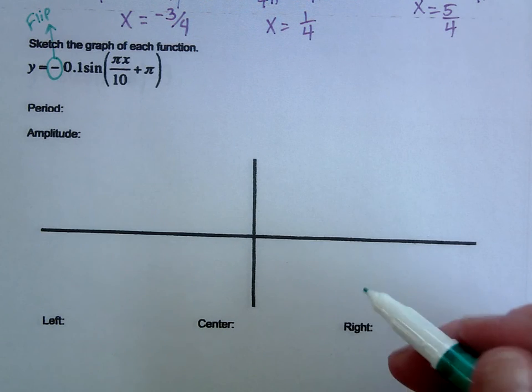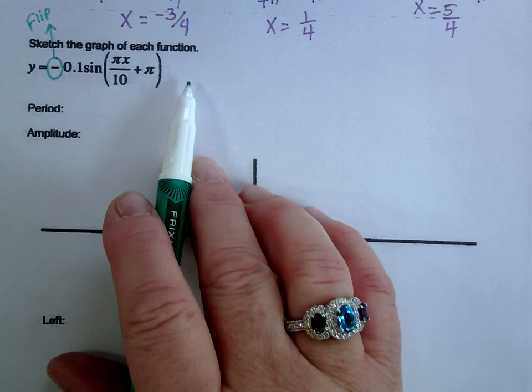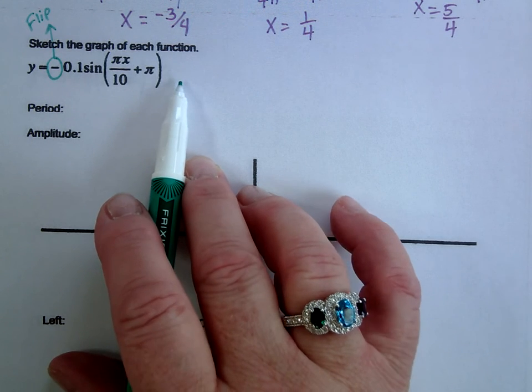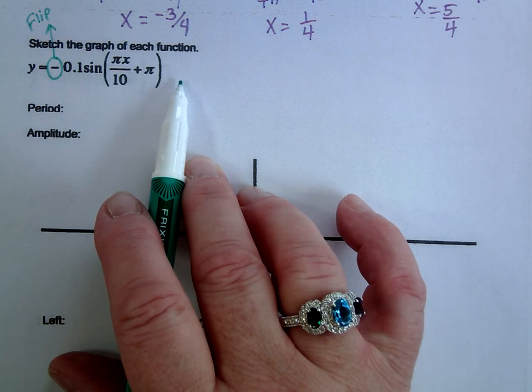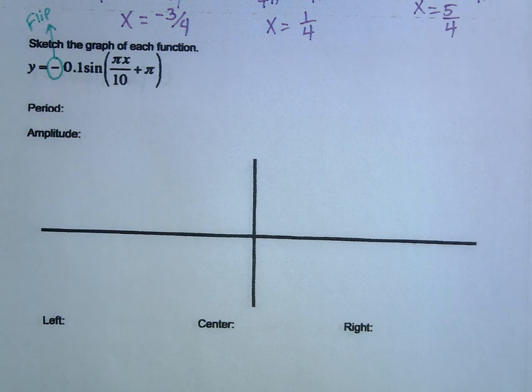The second thing that you would want to put on hold is if there was something outside the parentheses here, like a +2 or something like that, that would move it up or down. You don't have that. So the only thing you have to put on hold for now is the flip. So we're going to go right into the normal stuff we do.